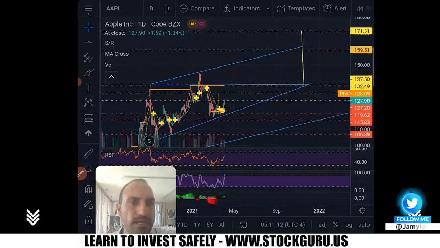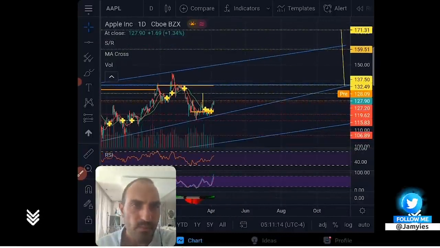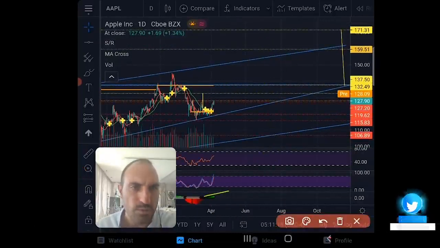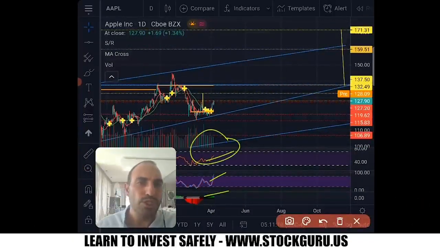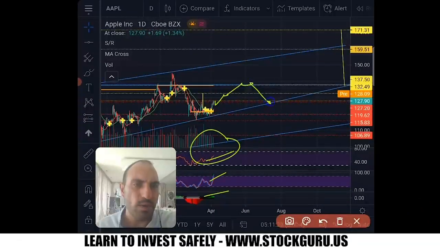So yellow tags are our targets. To me, it looks like Apple is doing this. Squeeze mob, stochastic, volume coming in, all bullish. Target 132, 137, hitting 137, bouncing down, coming back 127, bouncing up 137, bouncing down 128. This is what it looks like Apple is doing to me.